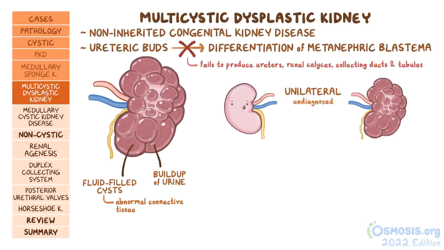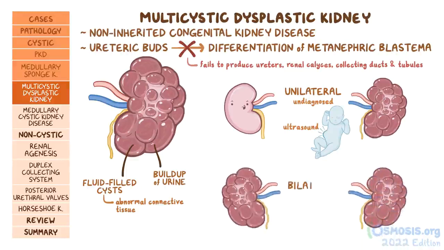In most cases, multicystic dysplastic kidney is unilateral, and it can go undiagnosed since the other kidney compensates the renal function. But in some neonates, health professionals can detect a palpable flank mass, and then an ultrasound must be performed. In rare cases, multicystic dysplastic kidney can be bilateral, and then it leads to Potter sequence.